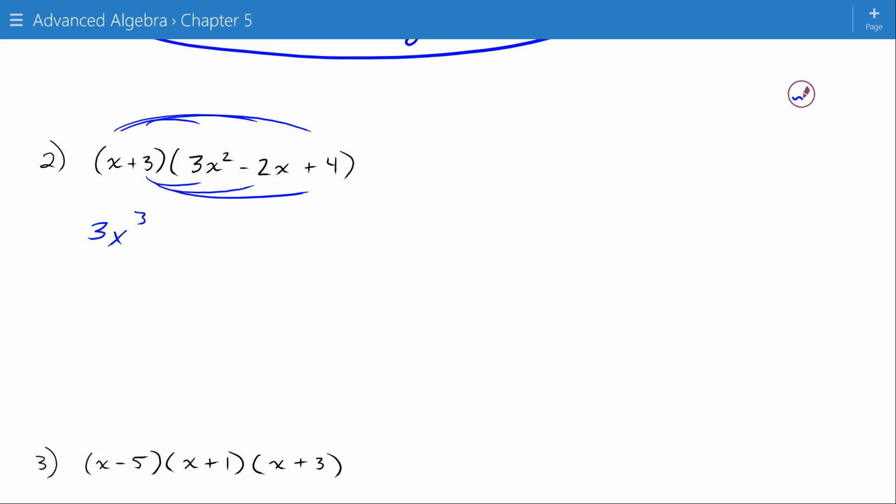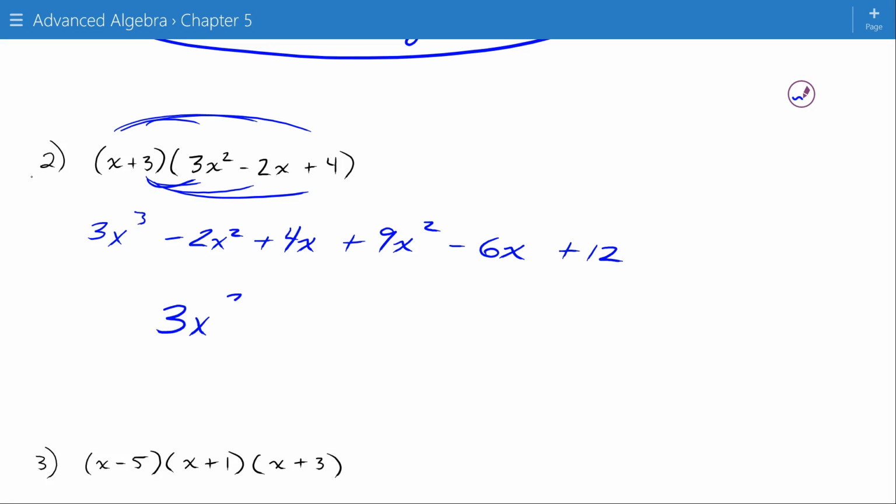So when I start with the x times 3x squared, that will give me 3x cubed. X times negative 2x will give me negative 2x squared. And the x times the 4 will just give me 4x. Now I'm going to go ahead and distribute the 3. So I get positive 9x squared. I get negative 6x when I distribute it to the negative 2x. And 3 times 4 is 12.